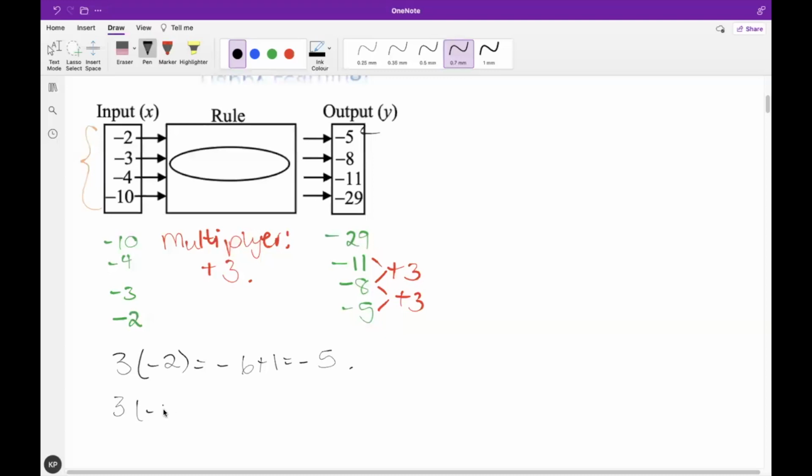Let's try it with 4, okay? 3 times -4, how much is that going to give me? 3 times -4 is -12, and if I add 1, that's -11. Is that the outcome that we want? Is that our desired output? Yes. So what is my rule, guys?